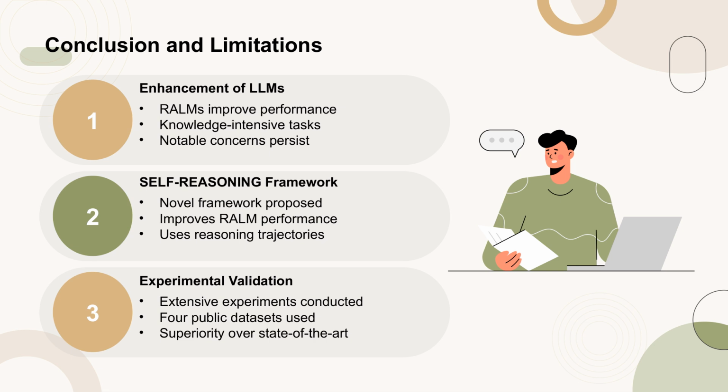This framework aims to improve RALM performance by utilizing reasoning trajectories generated by the LLM itself. The framework includes a relevance-aware process, an evidence-aware selective process, and a trajectory analysis process. Extensive experiments were conducted on 4 public datasets, showing that the proposed framework outperforms existing state-of-the-art models.